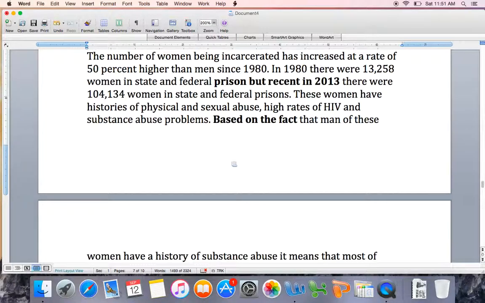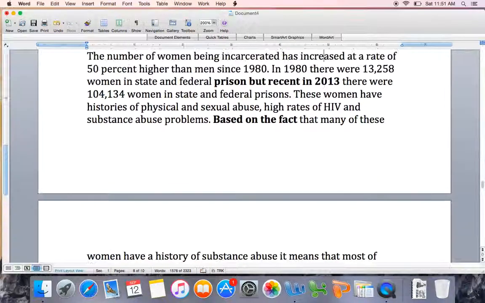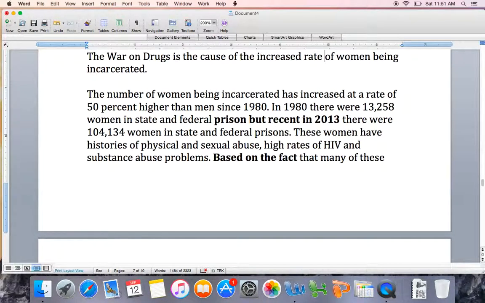"In 1980, there were 13,000 women in state and federal prison, but recent in 2013, there were 104,000 women in state and federal prisons. These women have histories of physical and sexual abuse, high rates of HIV, and substance abuse problems. Based on the fact that many of these women have a history of substance abuse, it means that most of them were arrested for drug use, possession, and or selling drugs." It really should be "and/or." That's just a stylistic thing. It's not "and or selling drugs." A couple of grammatical things, but "recent," it should be "recently," right?